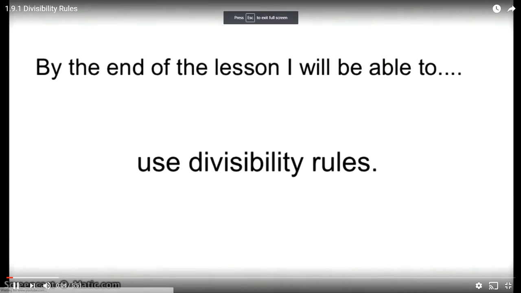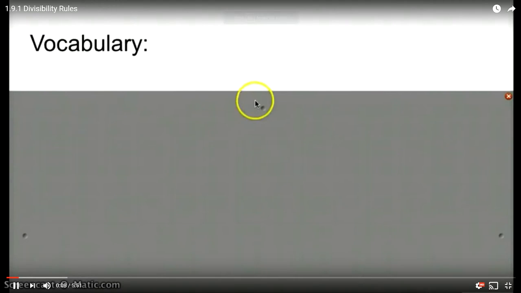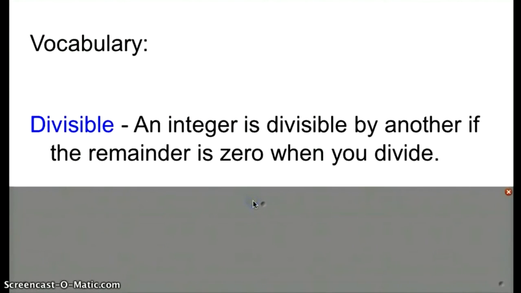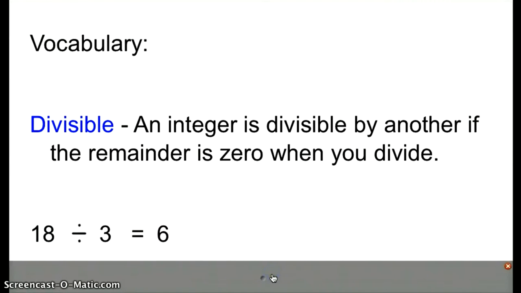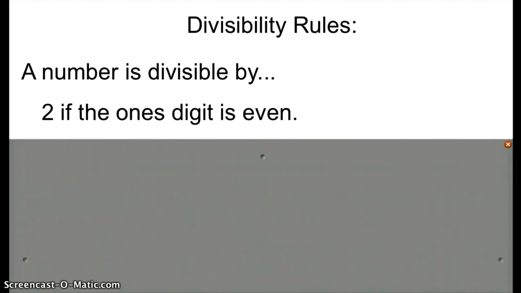By the end of the lesson, I will be able to use divisibility rules. Vocabulary. Divisible. An integer is divisible by another if the remainder is 0 when you divide. An example of that is 18 divided by 3 equals 6 with no remainder. There are several divisibility rules.